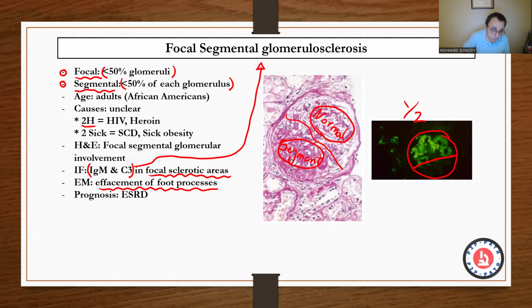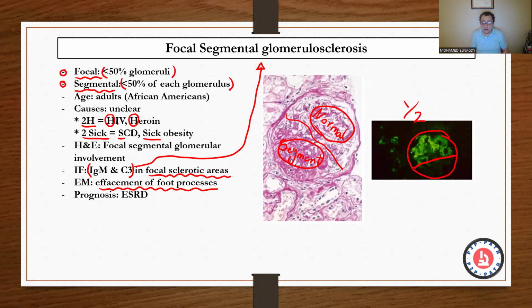This happened due to 2H and 2-Syk. Remember, the focal segmental happens due to 2H and 2-Syk. 2H include HIV patients and heroin addicts. 2-Syk, sickle cell disease, and sick obesity. Sick obesity means morbid obesity. So I have this kind of 2-Syk and 2H to remember the causes of focal segmental glomerulosclerosis.